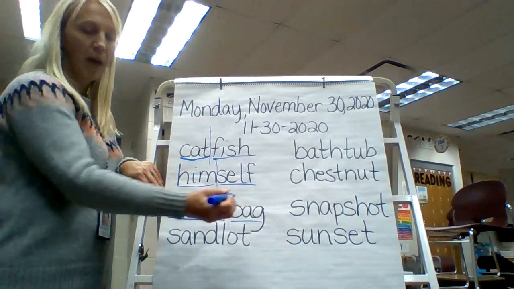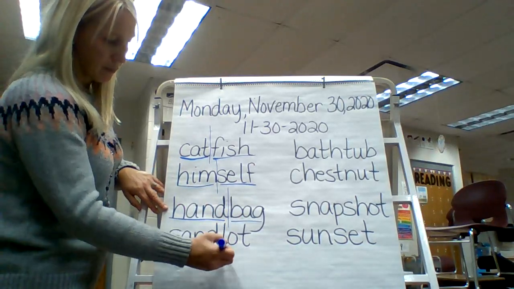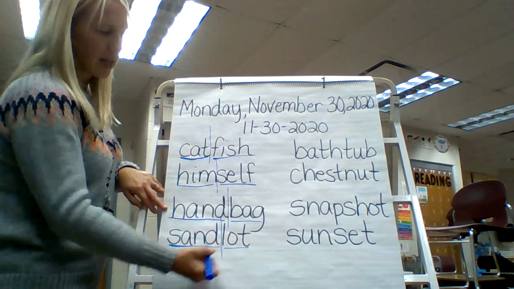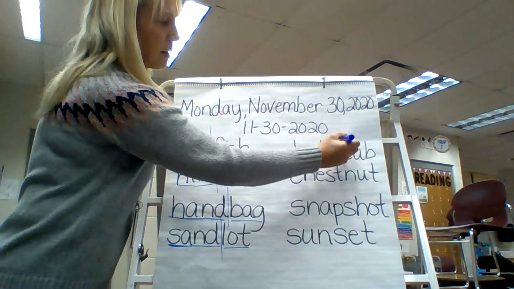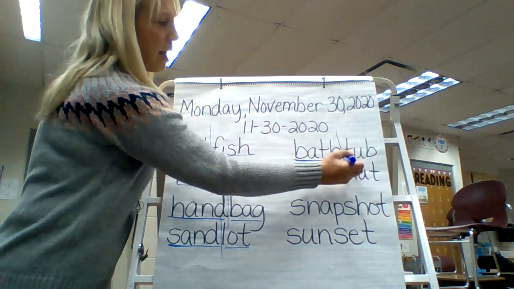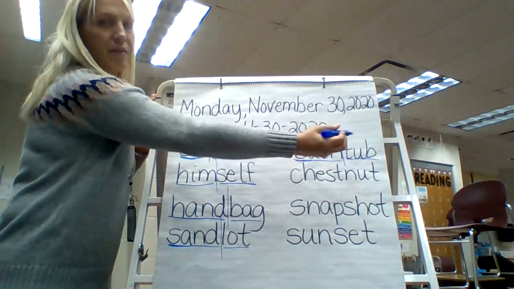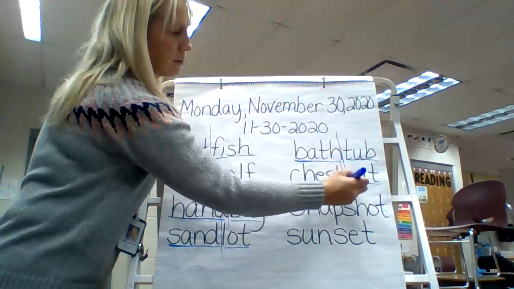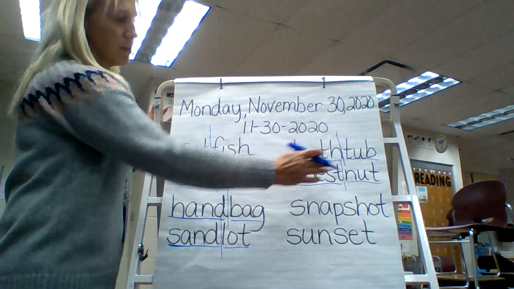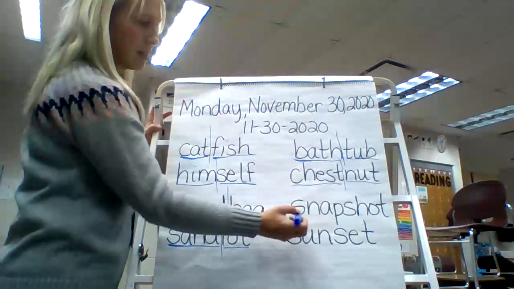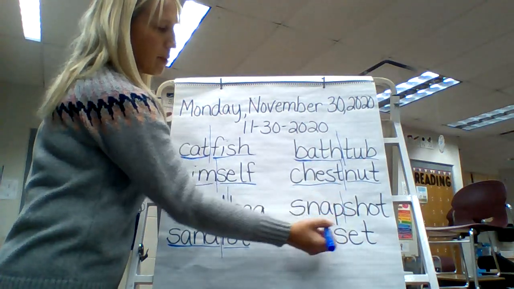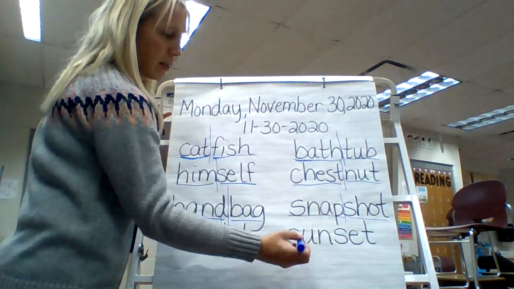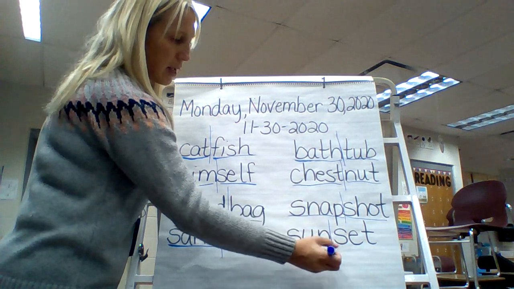Handbag. Handbag. Sandlot. Sandlot. Bathtub. Bathtub. Chest. Nut. Divide it for that. That's the two syllables. Chest. Nut. Snap. Shot. Snapshot. Sunset.